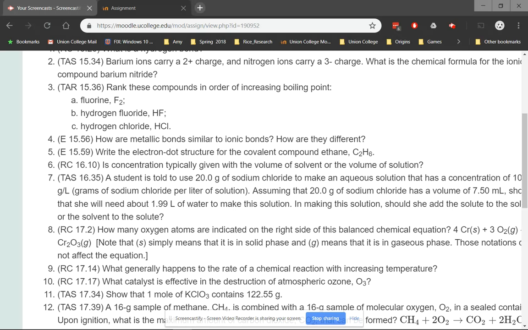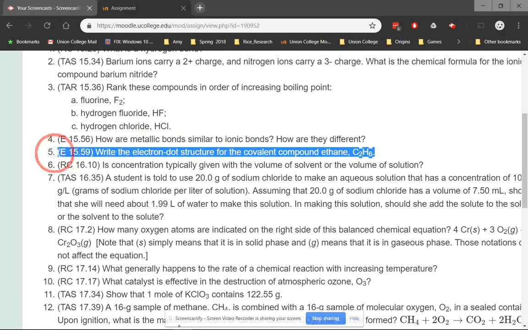Write the electron dot structure for the covalent compound C2H6. Right? Actually, what number are we doing? Number 5. Thank you.